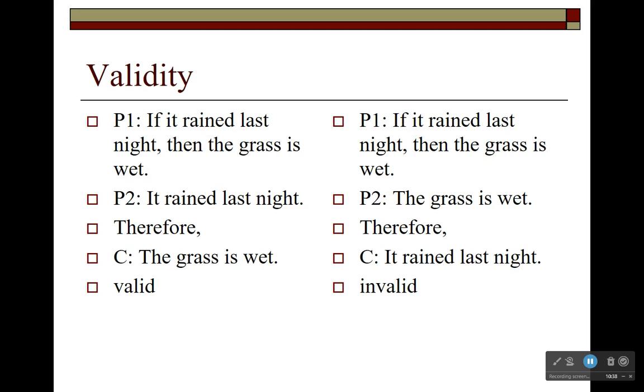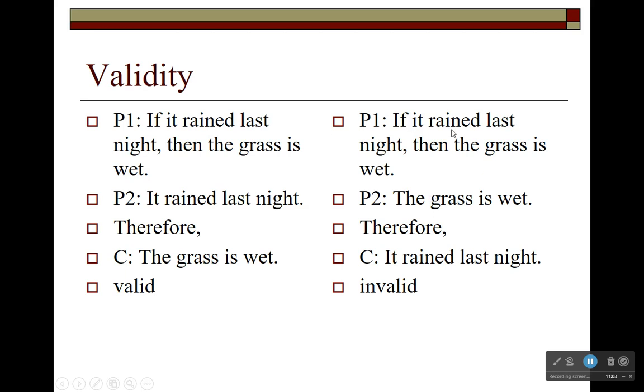If it rained last night, then the grass is wet. That's a conditional statement, and let's stipulate that it is a true conditional statement. Second premise, the grass is wet. Now we would have to know what specific time and place we're talking about, obviously, but let's suppose that we're in a time and a place where that happens to be true. Yes, the grass also happens to be wet. So both of these premises are true.